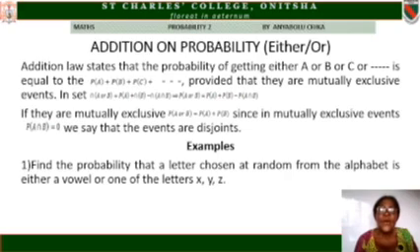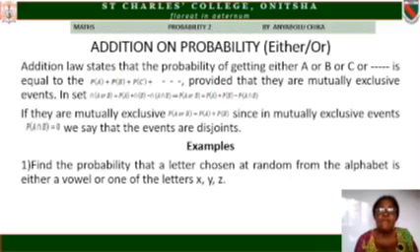In set notation, we have something like this. N of (A or B) equals N of A plus N of B minus N of their intersection. And the same thing applies to probability: the probability of A or B equals the probability of A plus the probability of B minus the probability of their intersection. If they are mutually exclusive events, P of A or B is equal to P of A plus P of B, since in mutually exclusive events, P of A intersection B is equal to 0. We said that the events are disjoint.